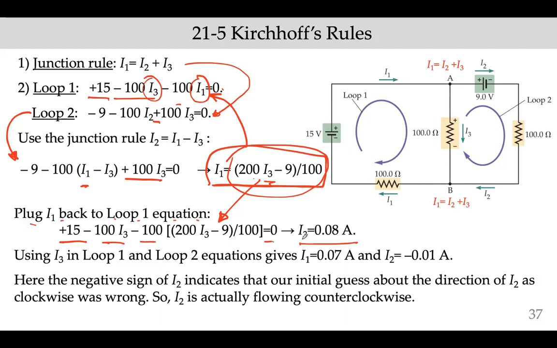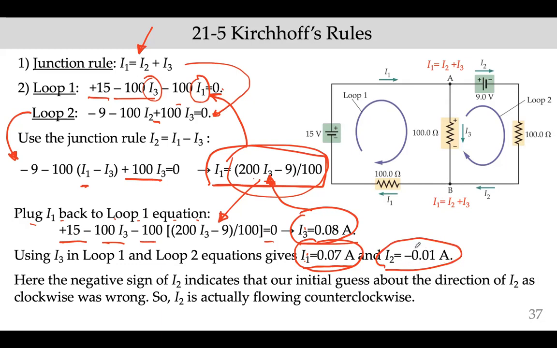Okay, so once you know I3, you can now plug it here to solve for I1, and it's 0.07 amperes. Now you know I3 and I1. If you know these two, then plug these two into the junction rule, which is the easiest equation here, to find I2. So I2 turns out to be negative 0.01 amperes.